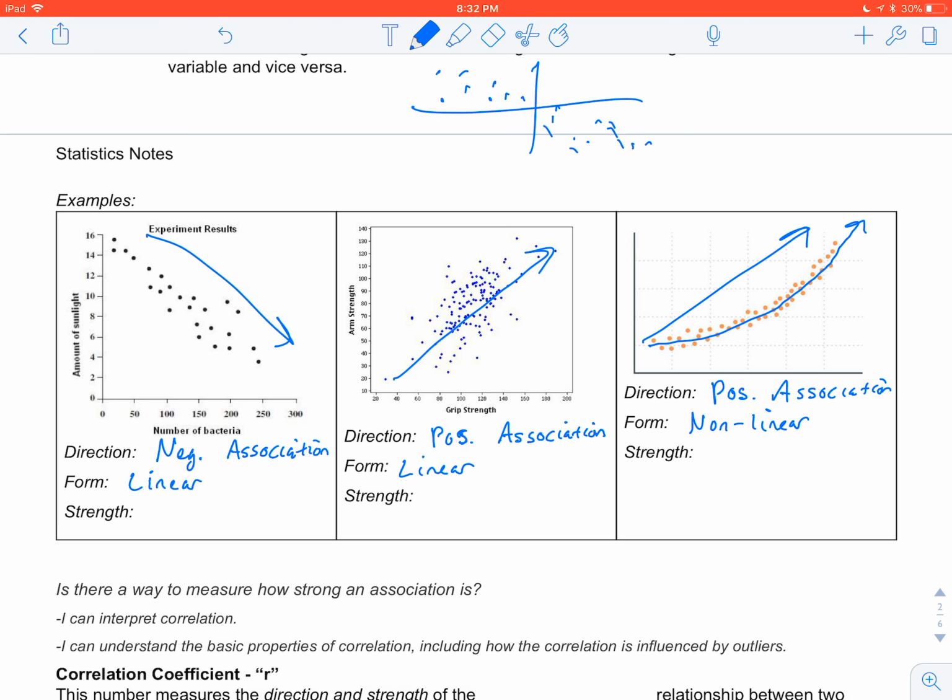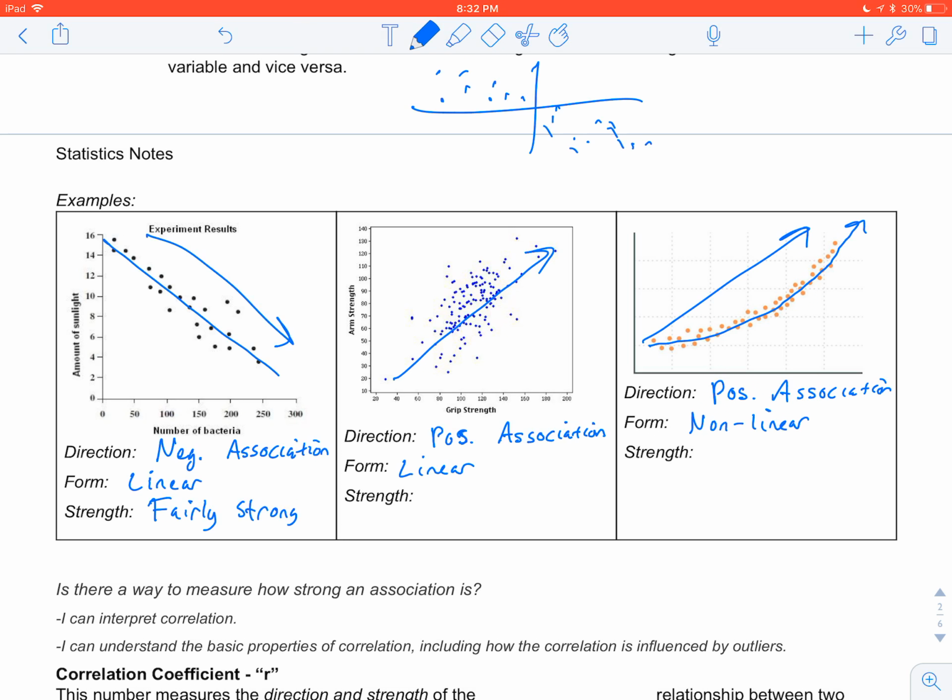Strength: how close is it to being a line? Could someone mistake it for being a line, or is it pretty spread out, far apart? This first one, the strength, you could say this one's fairly strong. Is it perfect? No. They're rarely going to be perfect. But do these match up to what a line would look like? Yeah, none of them are that far from a best fit line that we'll talk about soon. So we're going to say fairly strong.